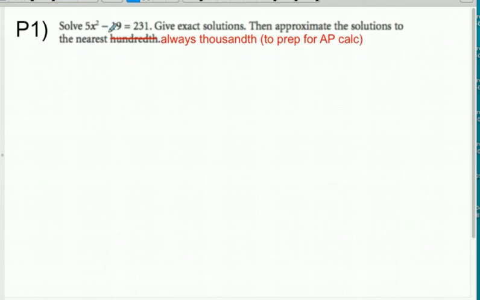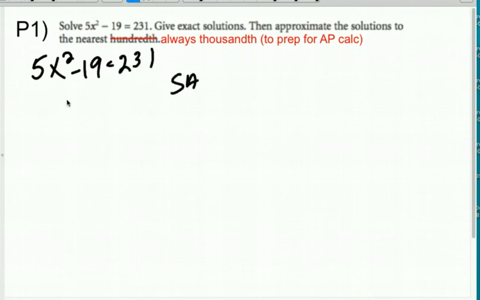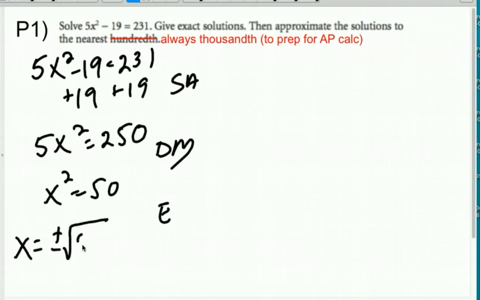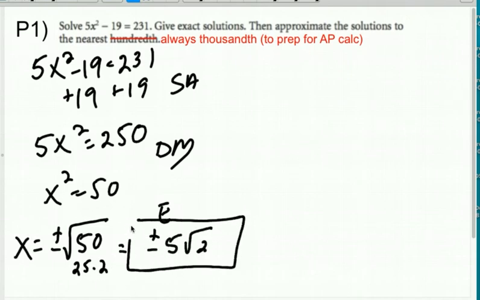Same idea. So pause me if you don't want me to do it. So 5x squared minus 19 equals 231. I'm going to do subtraction and addition first. So I'm going to get 5x squared equals 250. I'm going to do division and multiplication to get x squared equals 50. When I deal with the exponent, I'm going to get that x is plus or minus the square root of 50, but 50 is really a 25 times a 2, right? I want to pull out the biggest perfect square I can, so this is going to be plus or minus a 5 root 2, so that's my exact answer.